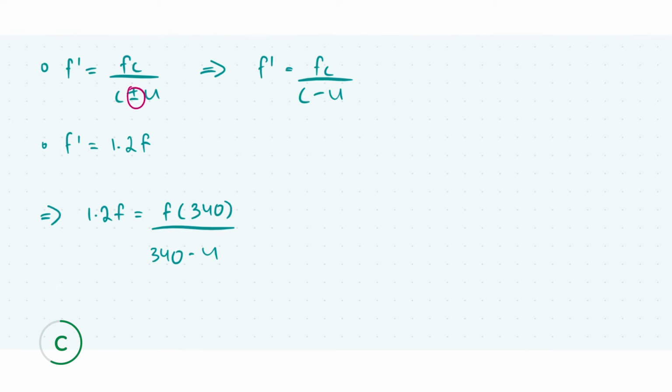Before we rearrange, we'll notice that f is common to both sides. This frequency is on both sides, and we see it on the top as well, which means we can cancel them. So we can divide both sides by f, and that'll go away. All we're left with is one unknown, which is u.